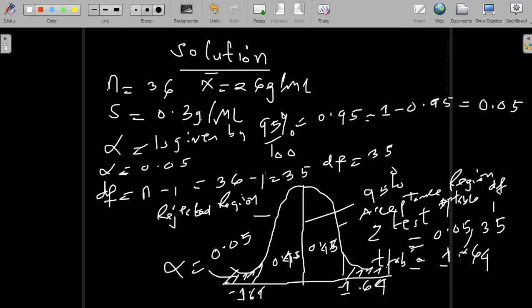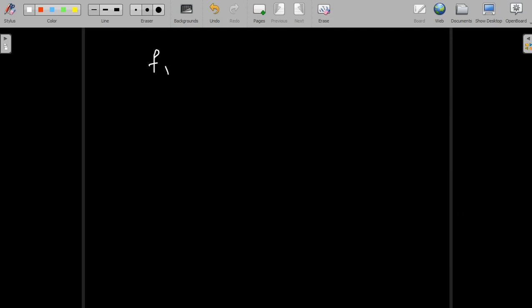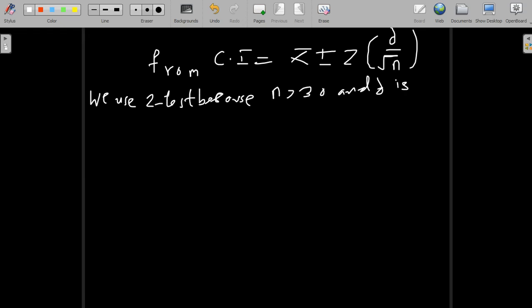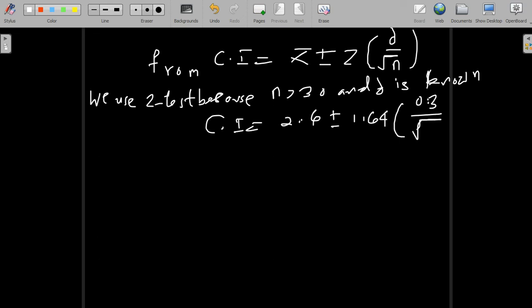Now for that case, let's jump to our formula so that we can calculate the confidence interval. The confidence interval is equal to the sample mean plus or minus z-test, bracket, population standard deviation over the square root of the number of observations. We use the z-test because the number of observations is greater than 30 and the standard deviation is well known. So the confidence interval will be 2.6 plus or minus 1.64 bracket 0.3 over the square root of 36.